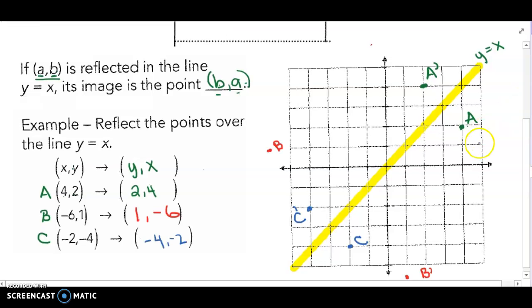All right, this is what you should have got. So the point (-6, 1) goes to (1, -6). And I'm going to go ahead, guys, and do this. This is my A prime. This is my B prime. And this is my C prime. And then my (-2, -4) becomes (-4, -2). And when you plot it, you guys should know how to plot points by now. But this is what it should look like.